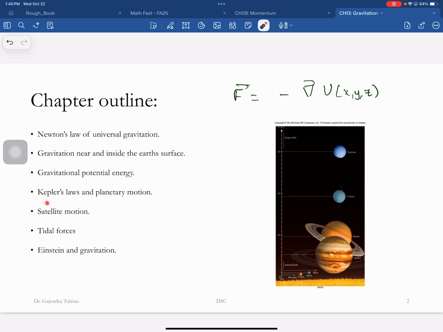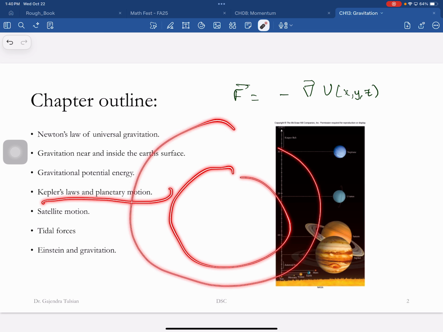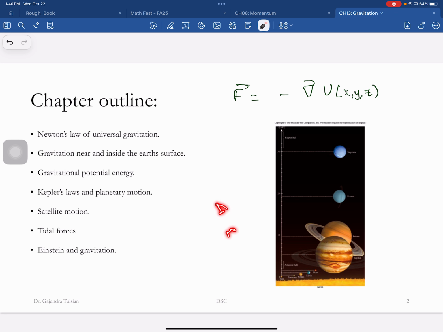We'll talk about Kepler's laws of planetary motion. Okay, so Kepler came up with his laws describing how the planets go around the sun, and Kepler came up with these laws before we knew about Newton's law of gravity. Okay, so Kepler didn't know why the planets go around the sun. Newton was the one who explained it.